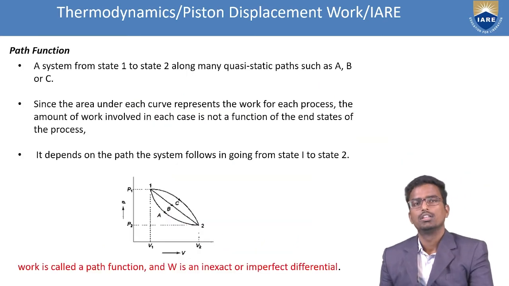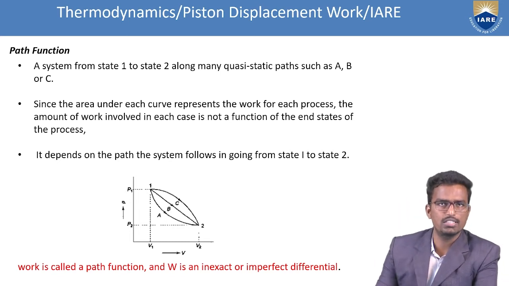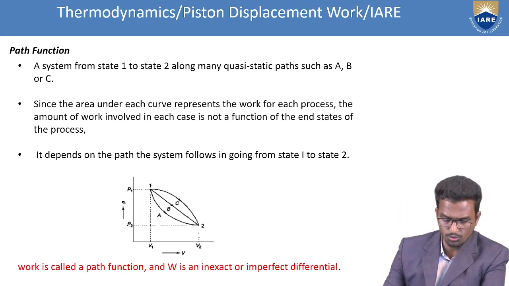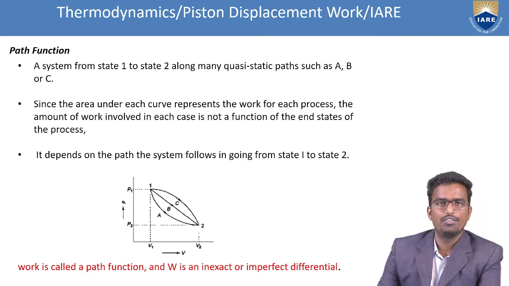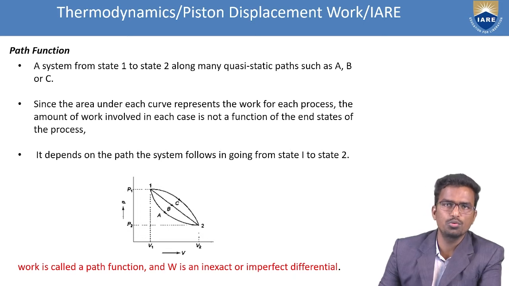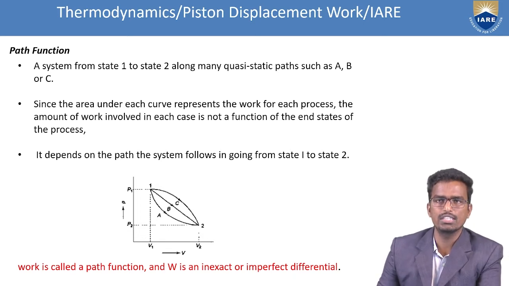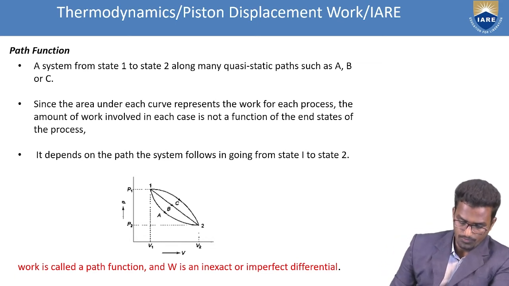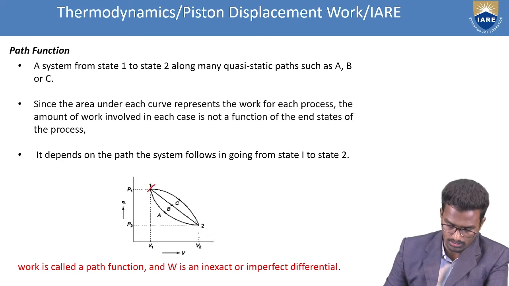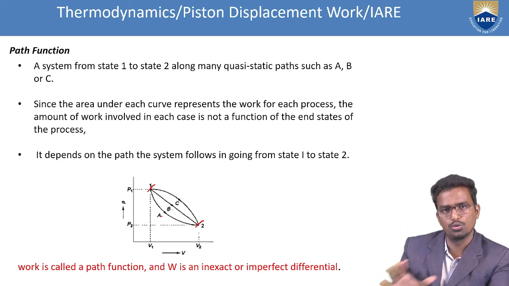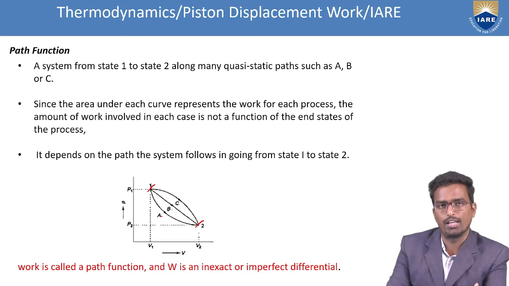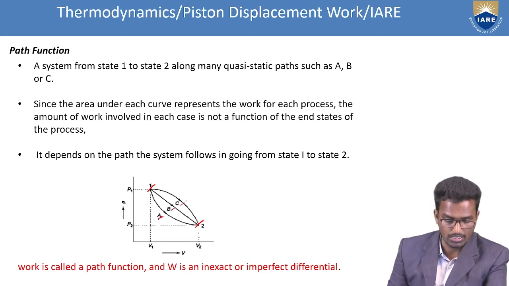Right? Next. We already previously discussed what is the path function, and we have one more for the piston displacement. The path function: if a system goes from state 1 to state 2 along many quasi-static paths such as A, B or C, see what I am doing. The system is doing a work from 1 to 2 in paths A, B, C. I am doing some work from 1 to 2 only, but in three different paths: path A, path B, path C.